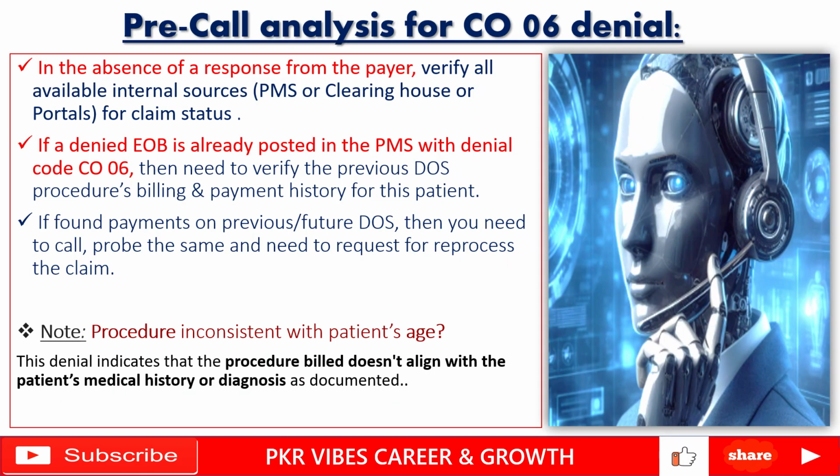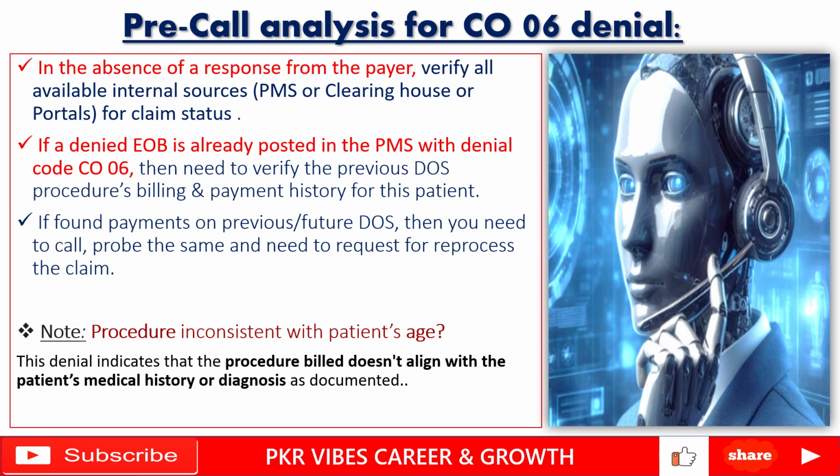Okay guys, now we are discussing pre-call analysis for the CO6 denial in medical billing. CO6 denial states that the procedure code is inconsistent with the patient's age. So the denial indicates that the procedure billed does not align with the patient's medical history or diagnosis based on that respective patient's age. Your insurance is telling you that they are not providing any payments because the procedure and patient age are not appropriate. In that case, what kind of pre-call analysis we should take, we will discuss now.